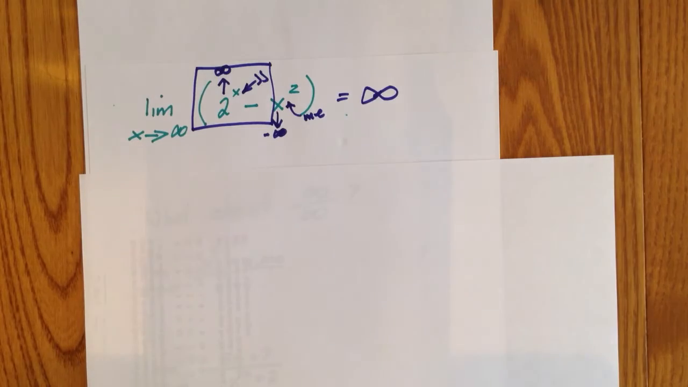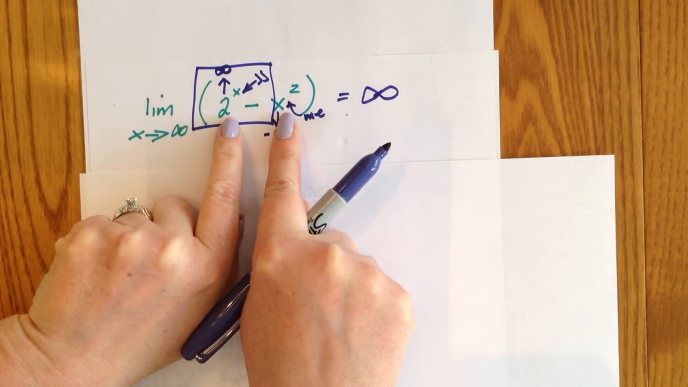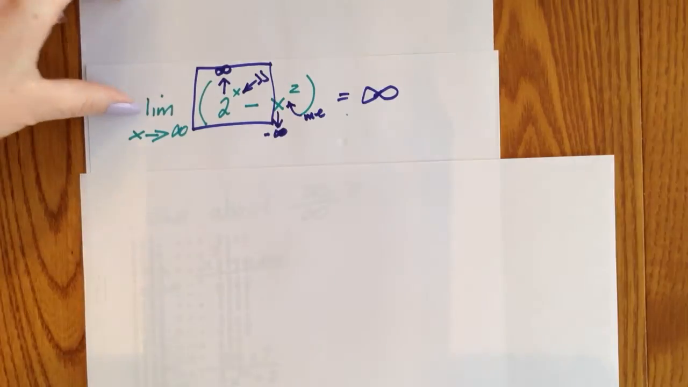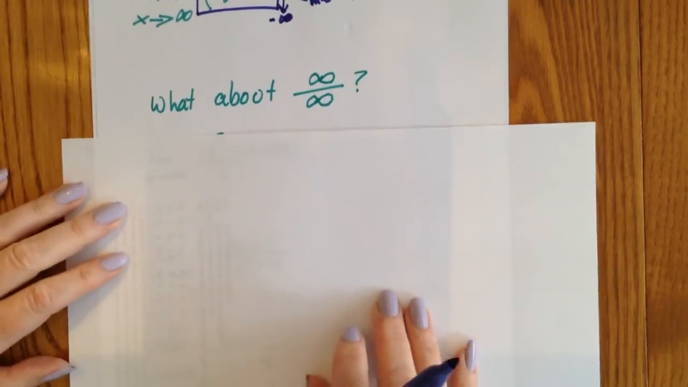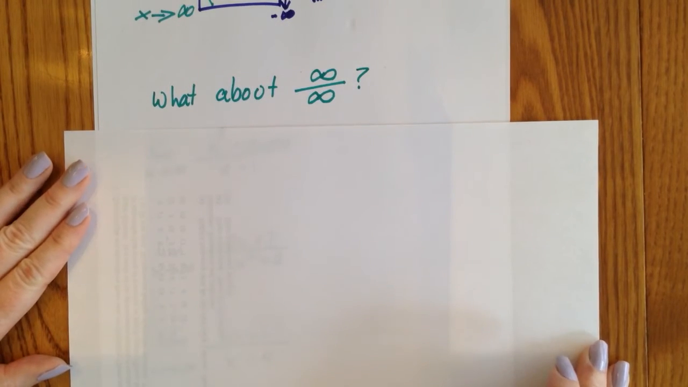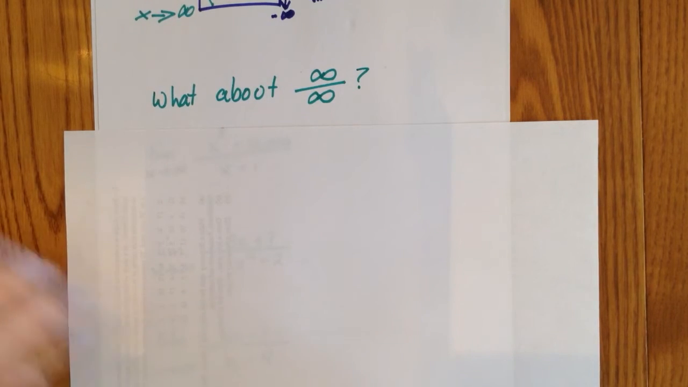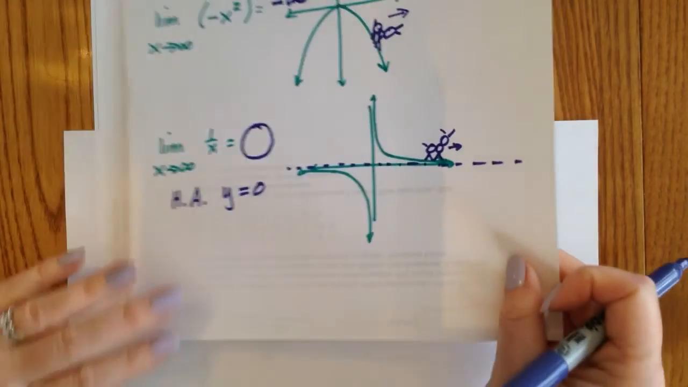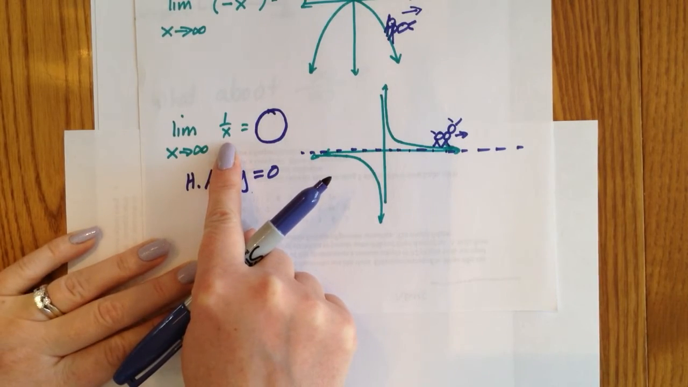Okay, well, let's look at a different kind of problem. This was two terms adding and subtracting. Okay, but what about when we have infinity divided by infinity? Oh yeah, that's crazy fun. All right, if you recall, well, let's backtrack one second here. Let's recall this example here. Do you remember this example? We talked about this in the past.